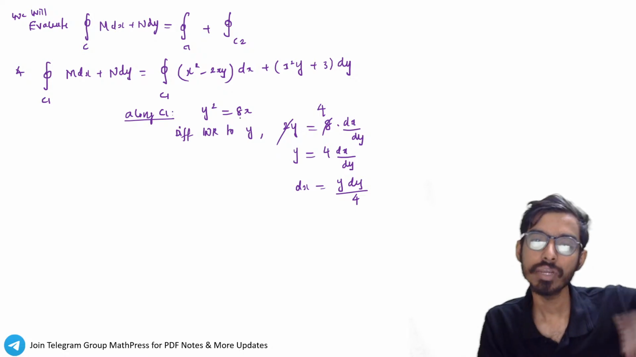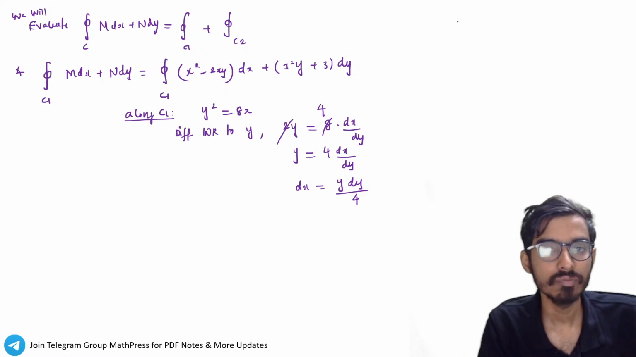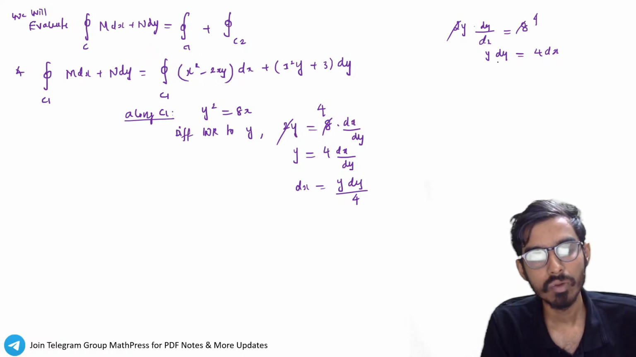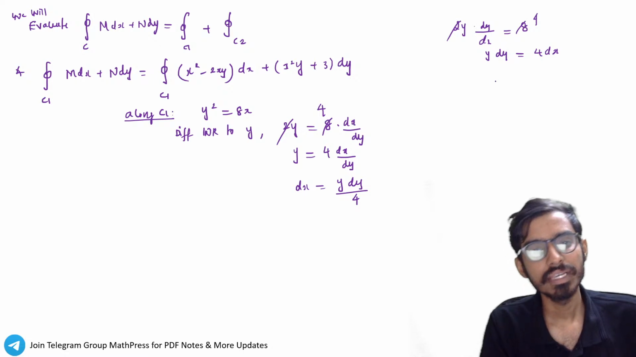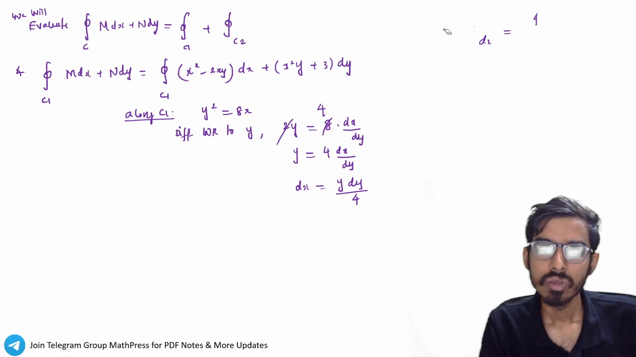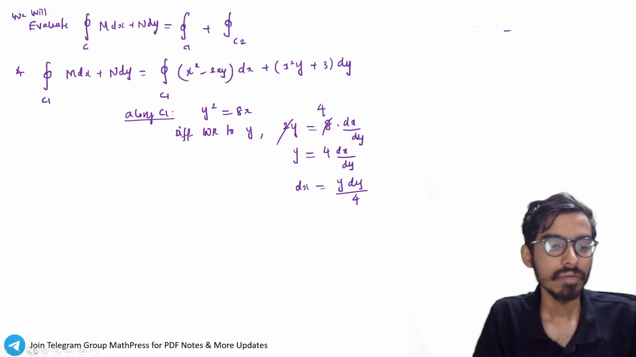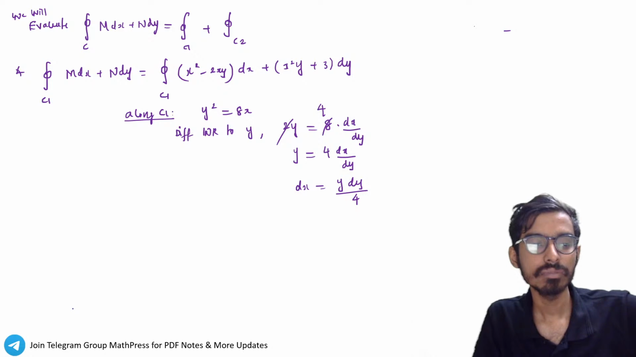If you differentiate with respect to x, you will have 2y dy by dx is equal to 8. So therefore, from here this 2, 4 will get cancelled. So we will have y dy is equal to 4 dx, right? You can also convert dx with respect to y. You have already seen line integrals, right? So you can convert everything in terms of x or everything in terms of y, right?